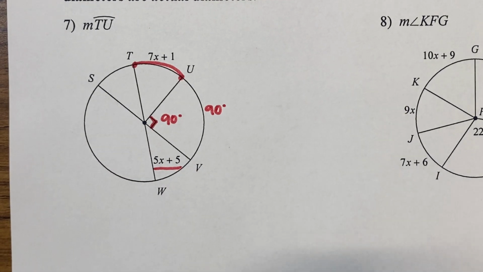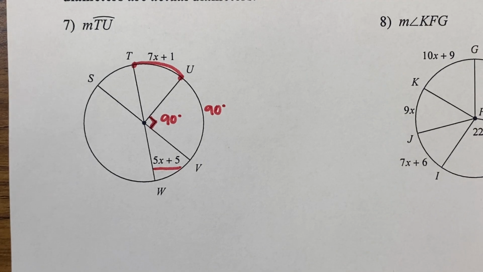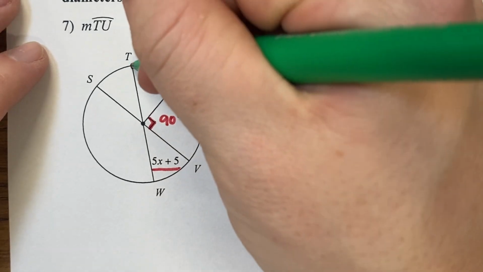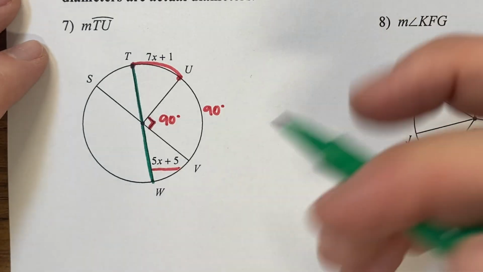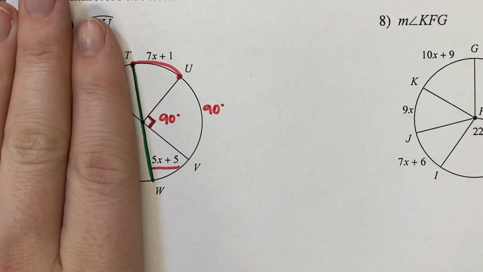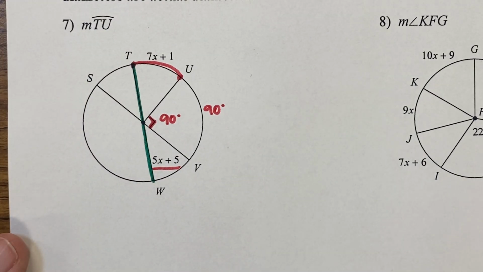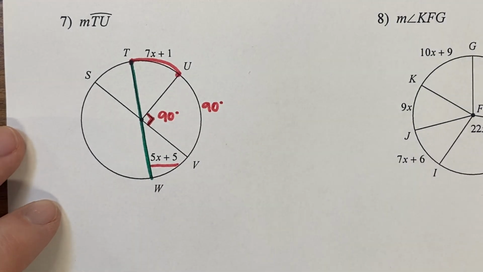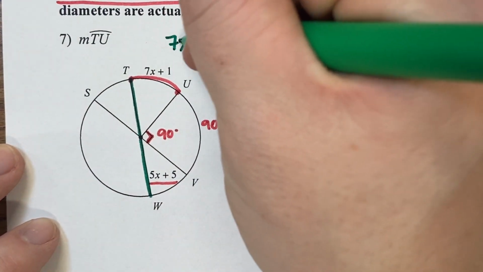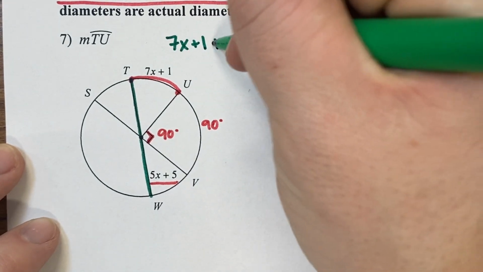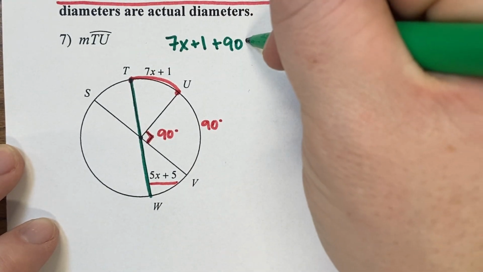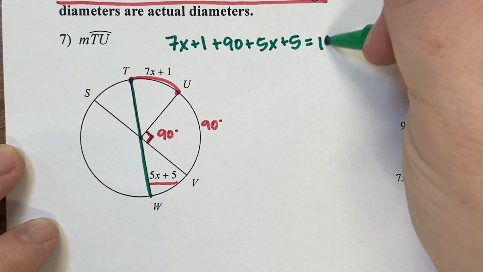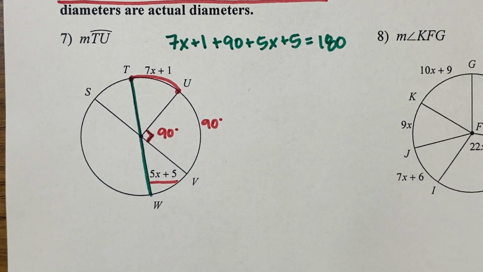Okay, now let's look at the information that it's actually giving us. It gave us that arc, and then that arc. Altogether that gives us half of the circle. We know that half of the circle equals 180 degrees. So let's take every piece that it gave us and add it up to 180. 7x plus 1, our first expression, plus 90, plus 5x plus 5, and it all equals 180 because it's half of the circle.